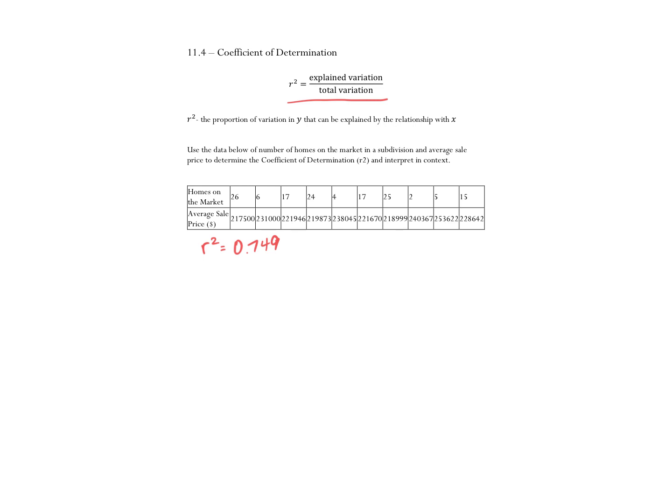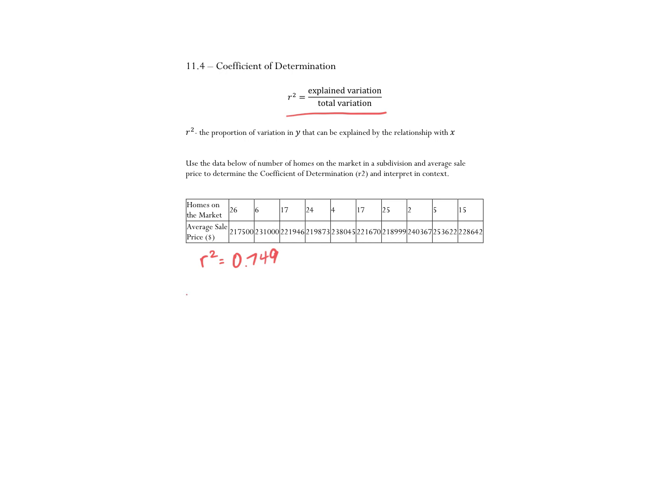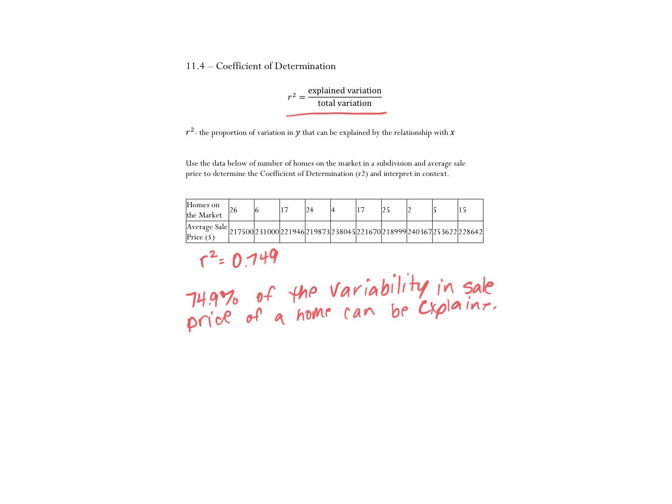If I had to interpret that value, I would interpret that as 74.9% of the variability in sale price of a home. That's my y context, yeah? Can be explained by the number of homes on the market.